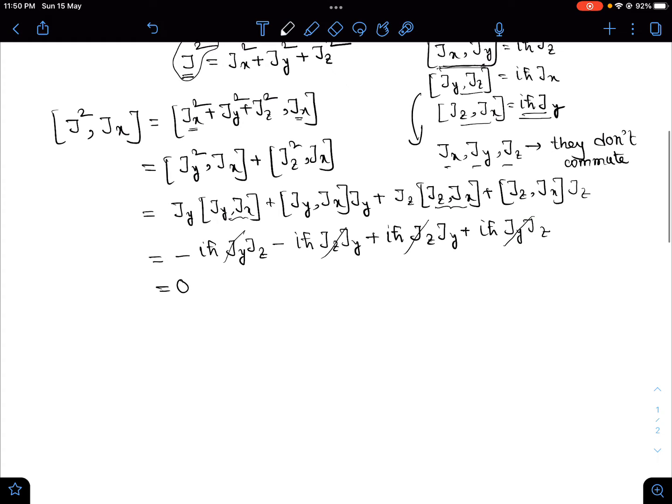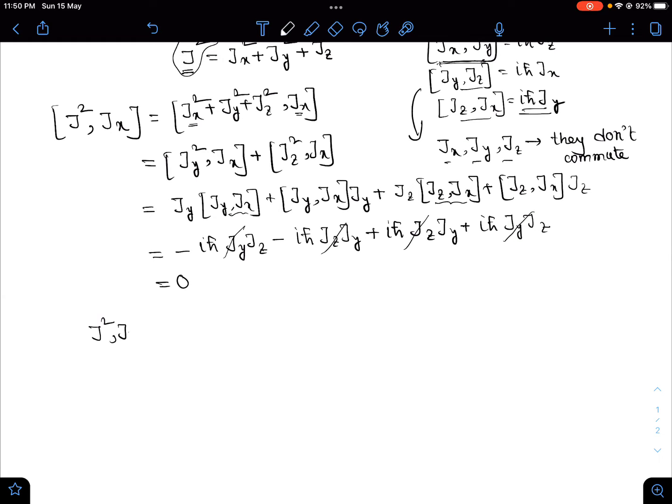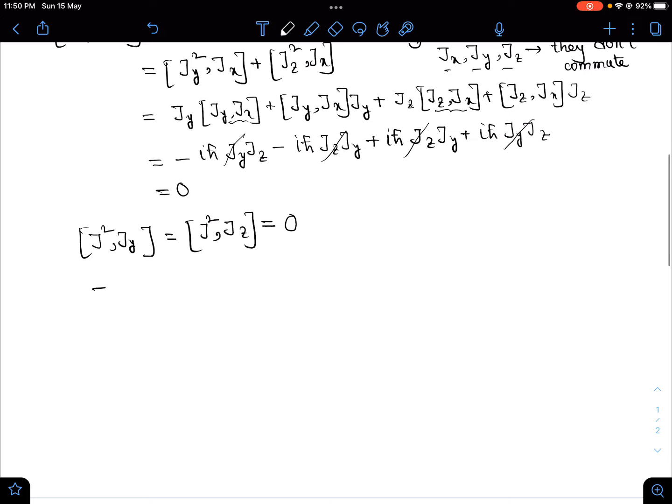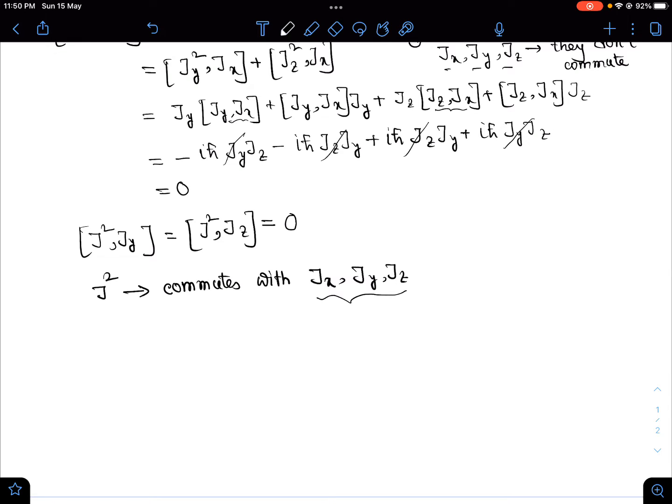In a similar manner, if you calculate [J square, Jy] and also [J square, Jz], you can see that both of them will be 0. So J square commutes with all three, Jx, Jy and Jz, but these three components don't commute with each other.